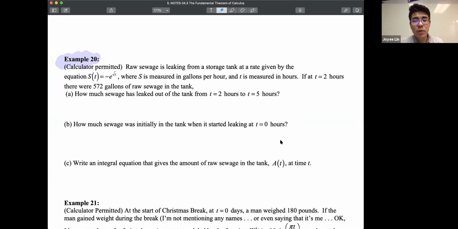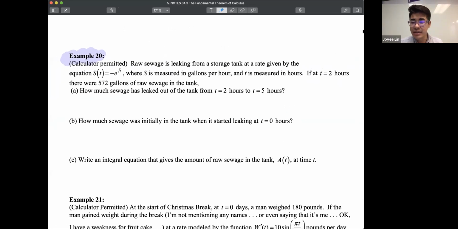So let's say you get a question like this, which is very likely. You're given a function and it says raw sewage is leaking from a storage tank at a rate given by that function. And notice that it says that S is given as a rate, where S is measured in gallons per hour. How would you respond to A if you had to type out your answer? Obviously you could write it out or type it out, but how would you write out your answer without actually calculating it?